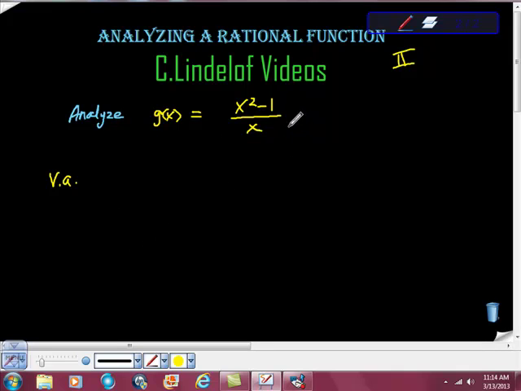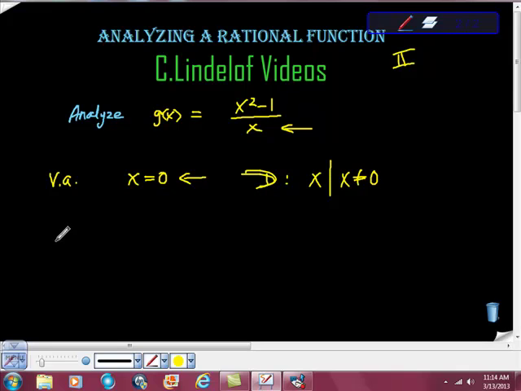The way you would find that is you would take the denominator and set that equal to 0 and solve. So here we have x is equal to 0. Therefore, this is our vertical asymptote, and it also tells us our domain, and our domain is all x such that x does not equal 0.